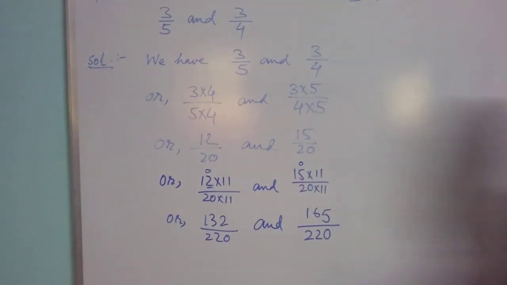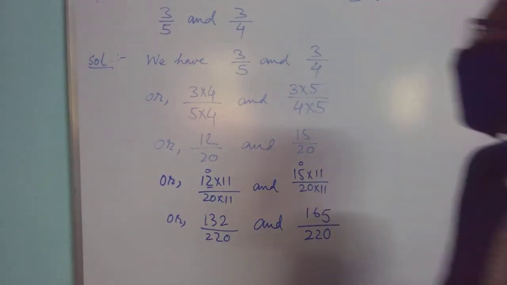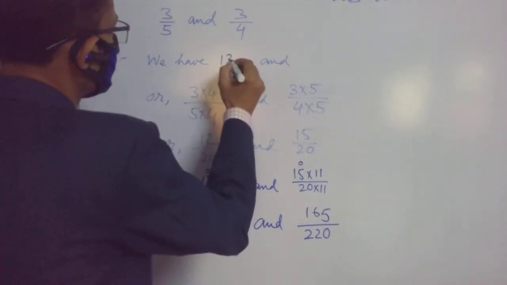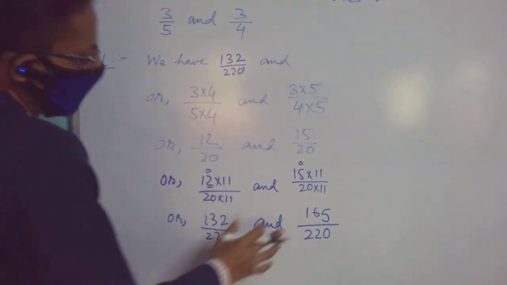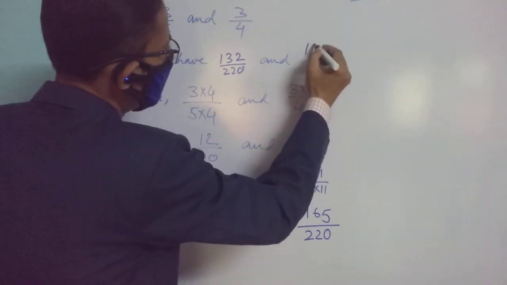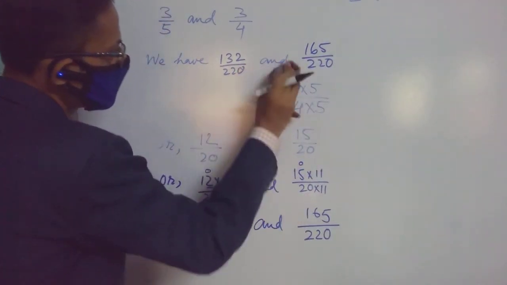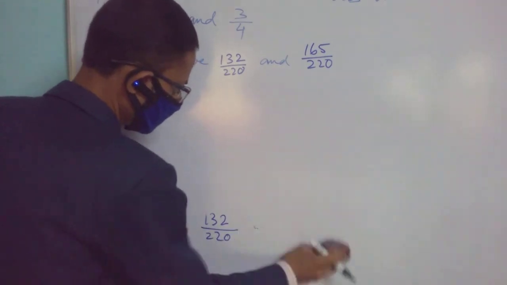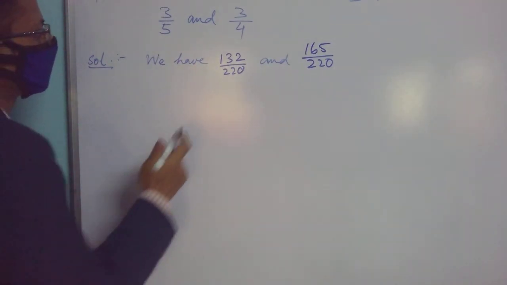Okay, so let's come back to this problem. So now we have got 132 by 220, 165 by 220. So write these two numbers here. You don't have to write here. I am writing because I am going to remove this. You will write from here only. I have written because I removed this portion, that's why.